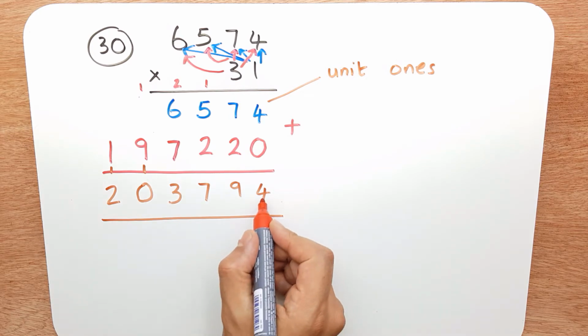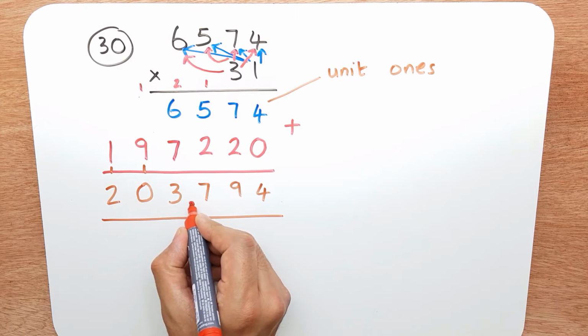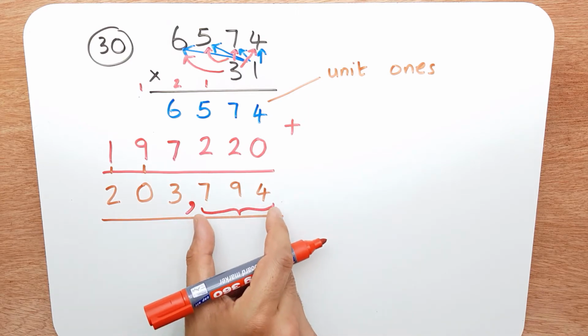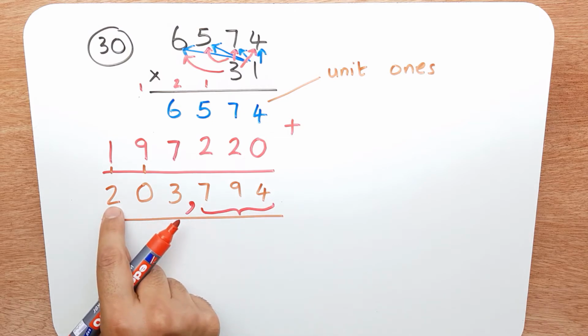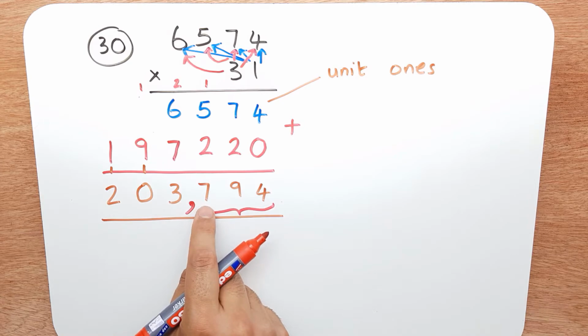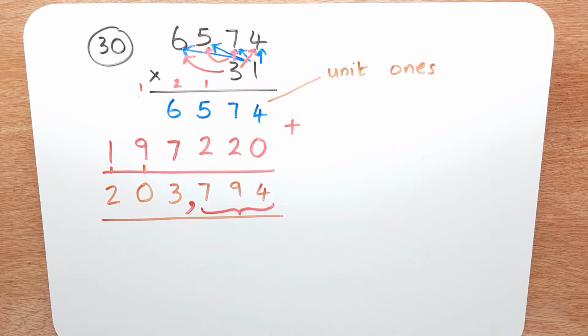And as before, 1, 2, 3, comma. This here, we've got to look at as thousands. So it's 203,794.